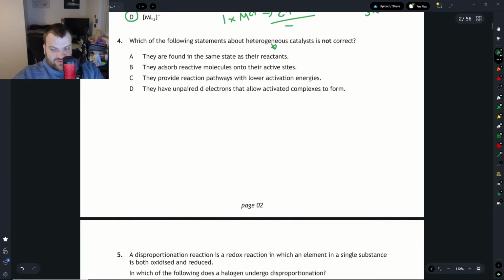Heterogeneous, hetero means different. Our heterogeneous catalysts are in different states. They are found in the same state. That's not true, which means it is our answer for this one.